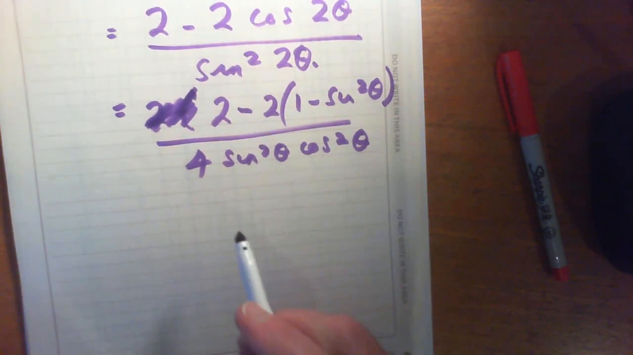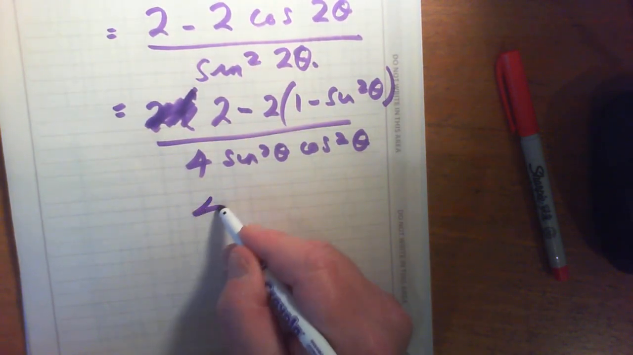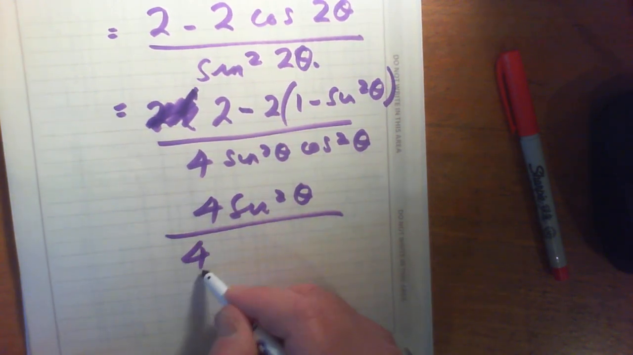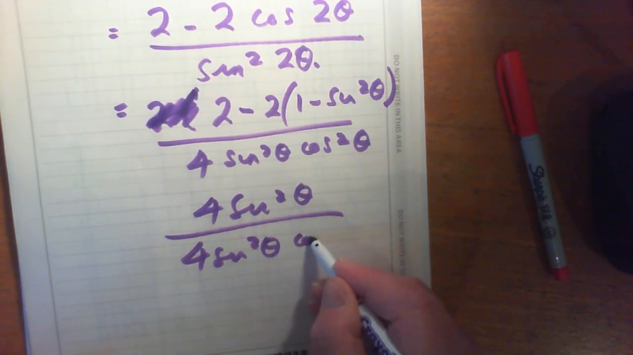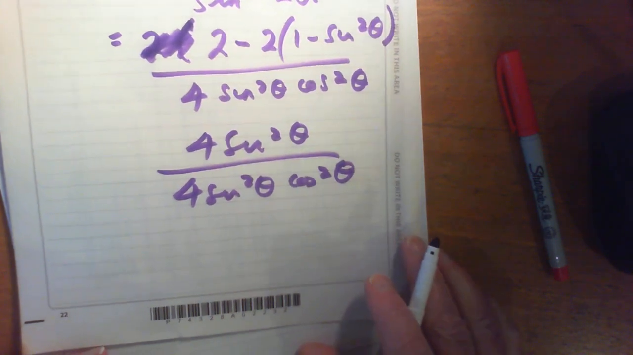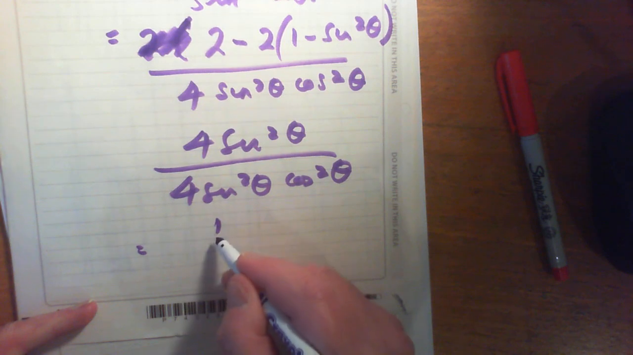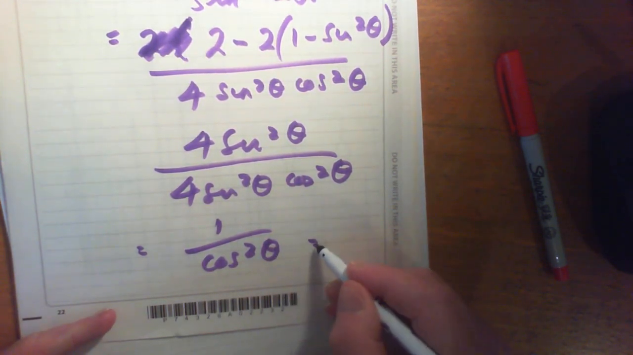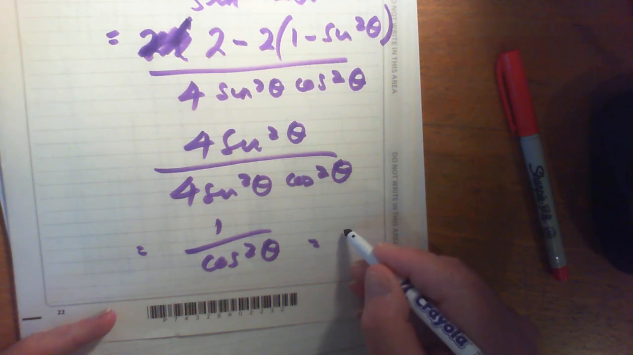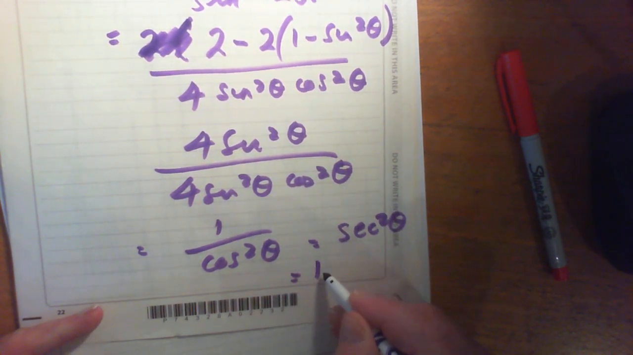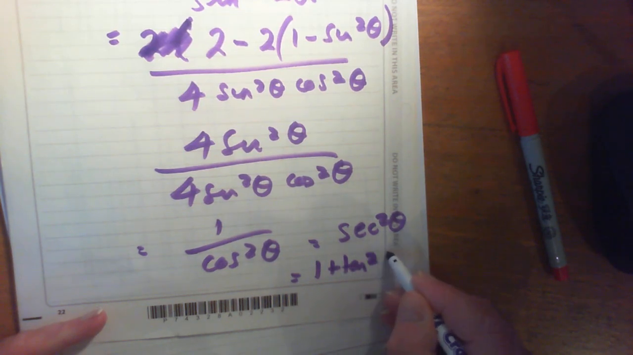So yeah, I'll just do it for you. 4 sine squared theta over 4 sine squared theta cosine squared theta. You can see what's going to happen. Cancel top and bottom. It becomes 1 over cosine squared theta, which equals sec squared theta, which equals 1 plus tan squared theta.